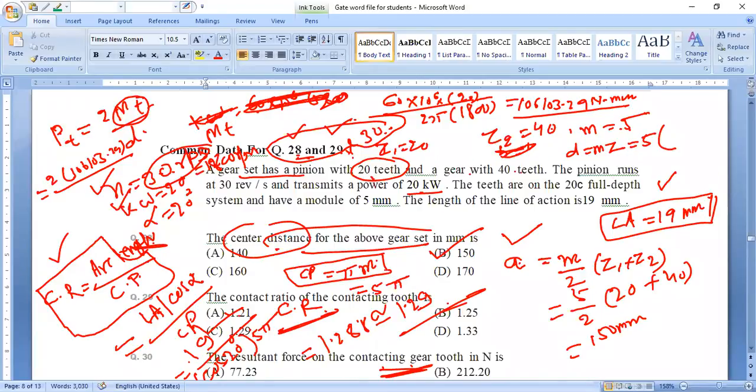20 लोगे या 40 लोगे? z की वैल्यू 20 है ना. 20 लेने का रीजन बताओ. Because pinion is weaker. Very good है ना. Pinion is weaker. So we will calculate the force taken by the pinion. So it is 2 into this value divided by mz. कितना हो गया? सॉल्व कर दीजिए, कितना आ रहा है?